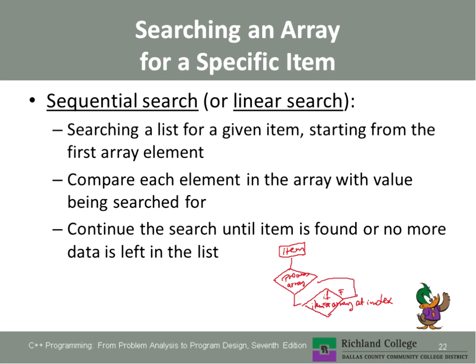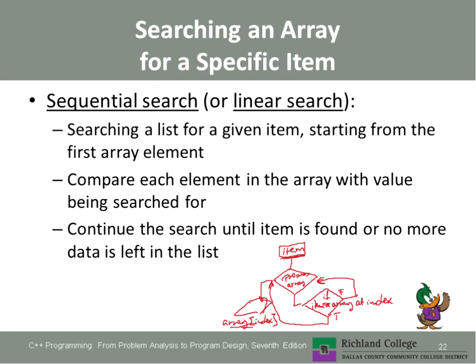If it's false, go to the next array element. But if it's true, we break out of the for loop, and then maybe we display the array at index, because that's going to be the item that we were looking for in the array itself.